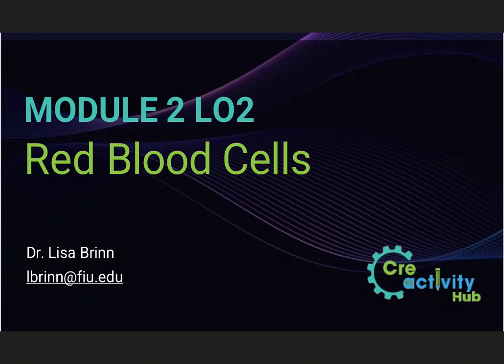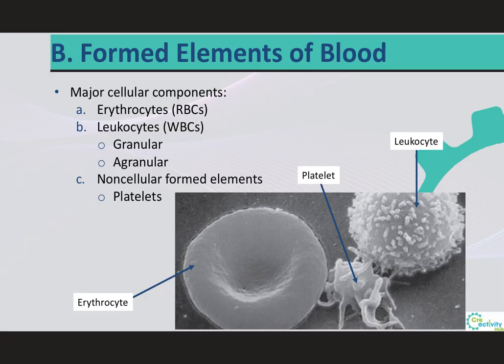Hi everyone, in Learning Outcome 2 of Module 2, we're going to be covering specifically the red blood cells, and these are a component of the formed elements. So let's get started. A single drop of blood contains millions of red blood cells, white blood cells, and platelets, and all of these are part of the formed elements of blood, and one of each type is shown here on this image.